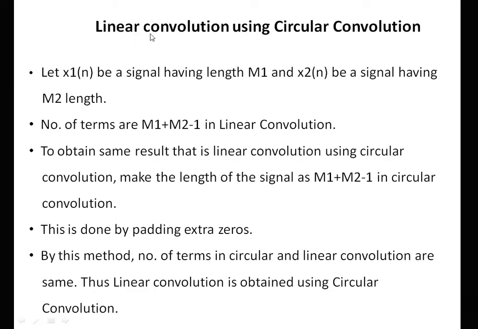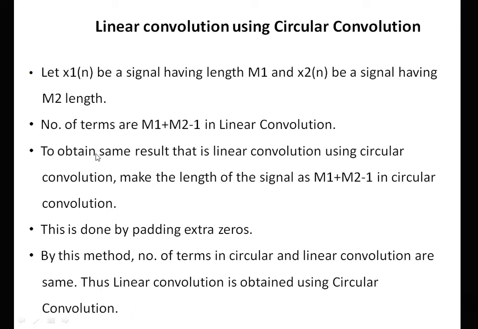In this method, we obtain the linear convolution using circular convolution by making some changes. Let x1 be a signal having length m1 and x2 be a signal having length m2. Then the number of terms in the linear convolution is m1 plus m2 minus 1. To obtain the same result, that is linear convolution using circular convolution, make the length of the signals m1 plus m2 minus 1 in circular convolution. This is done by padding extra zeros. By this method, the number of terms in the circular and linear convolution are the same. Thus, linear convolution is obtained using circular convolution.